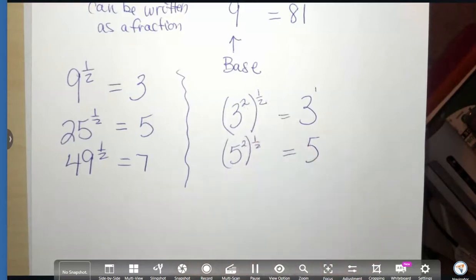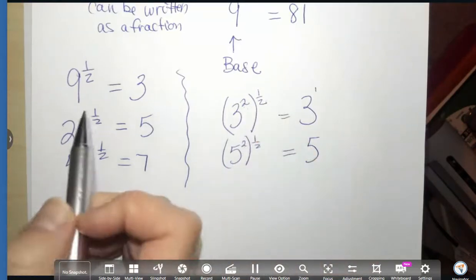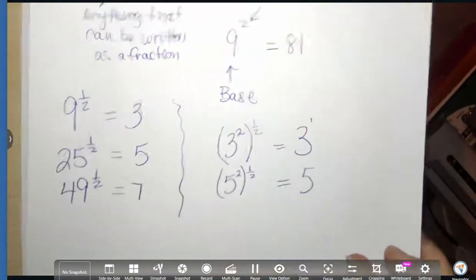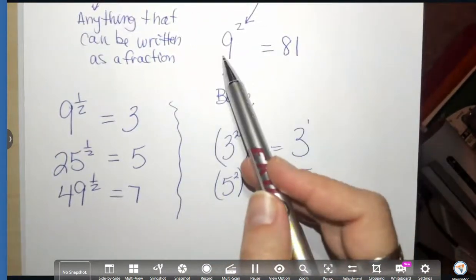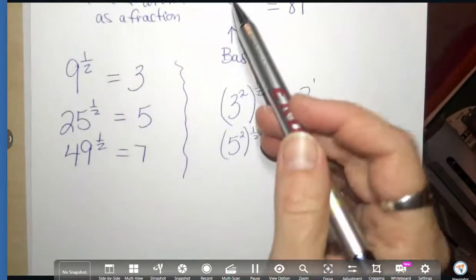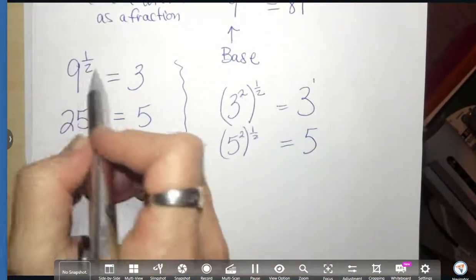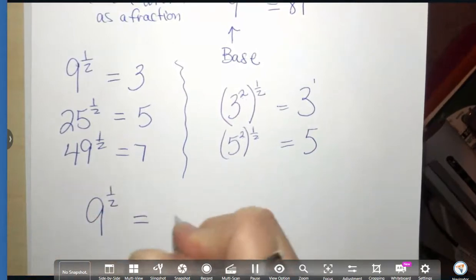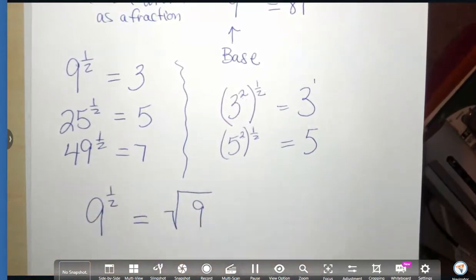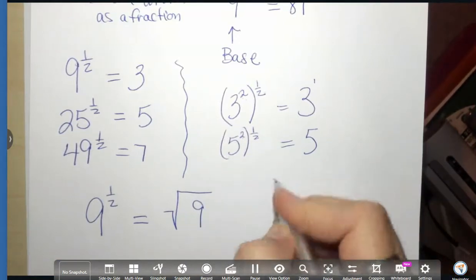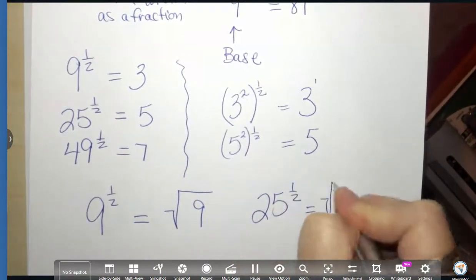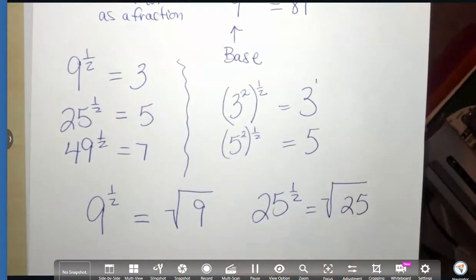Well, the other thing that we know undoes a square, like in 9 squared equals 81, something that undoes a square is the square root. So the 1/2 power, 9 to the 1/2 power, is the same thing as saying the square root of 9. So 25 to the 1/2 power is the same thing as saying the square root of 25.